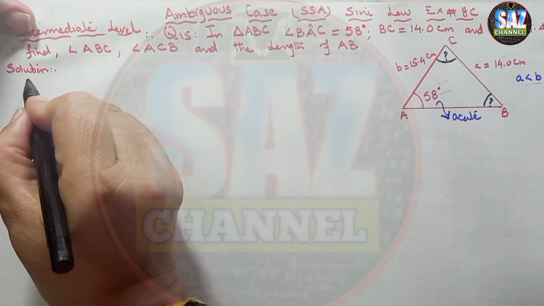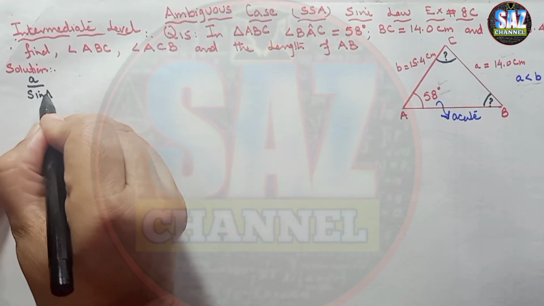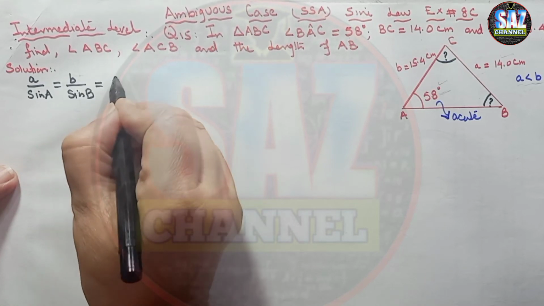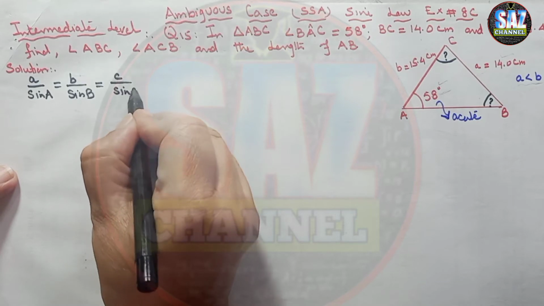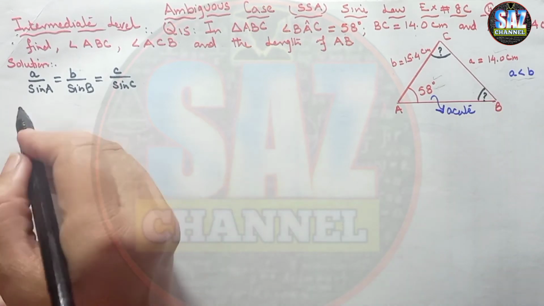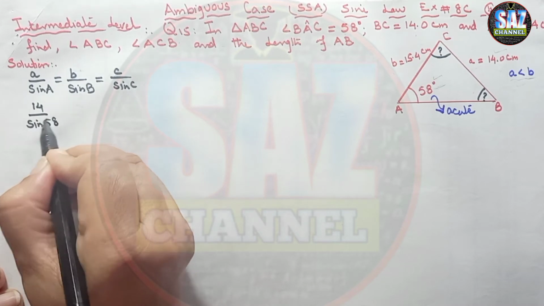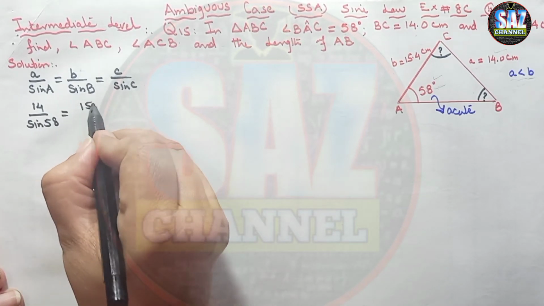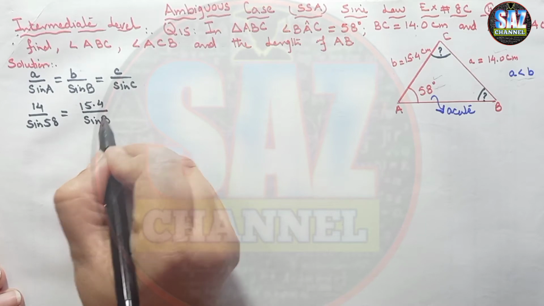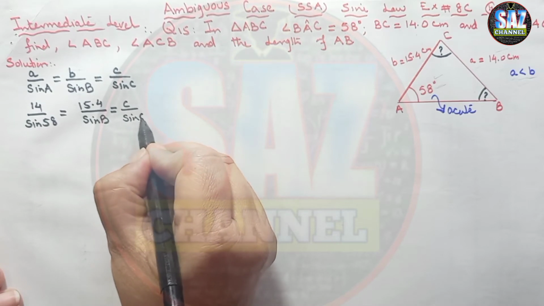The sine law is a upon sine A equals b upon sine B equals c upon sine C. Now what we have to do is insert the values which are given in the question: a is 14 upon sine 58 degrees equals 15.4 upon sine B, which is not given in the question, and which is equal to c upon sine C. Both pieces of information are not given in the question, so we will keep it as it is in the beginning.